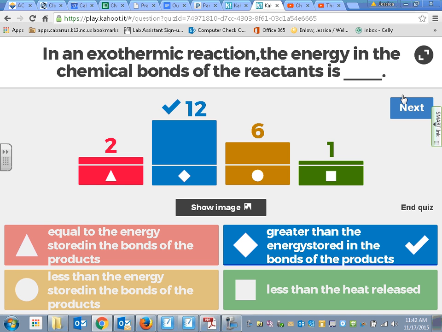If it goes the other way, doesn't it look like it's absorbing energy? The y-axis is potential energy. So the energy in the reactant bonds is higher than the product bonds. So that's the answer. The energy of the bonds in the reactants is greater than the energy of the product bonds. It's just in words versus diagram.